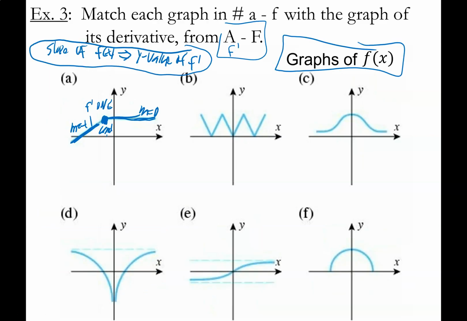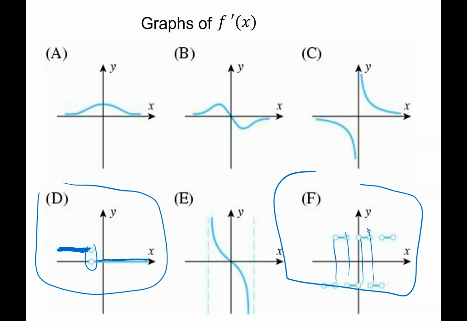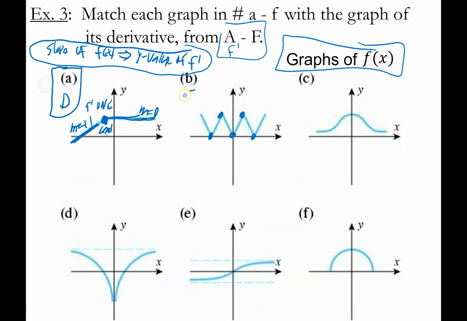So I know this first one matches up with capital letter D. Next one, I see a whole boatload of corner points, which means I am looking for some graph that is undefined in a whole lot of places. Wish granted. Undefined here, so that's 1, 2, 3, 4, 5 places. There we go. So capital F belongs to you. Anything else that looks undefined?